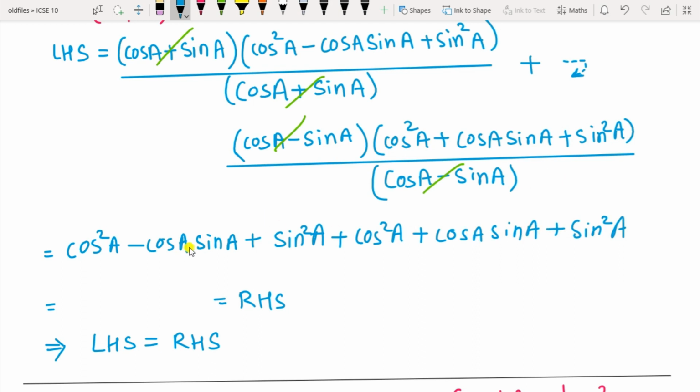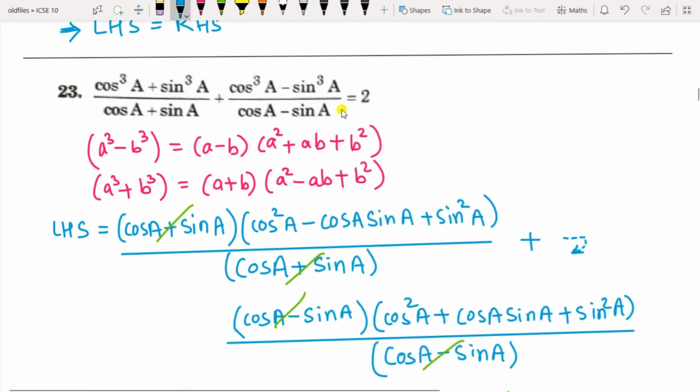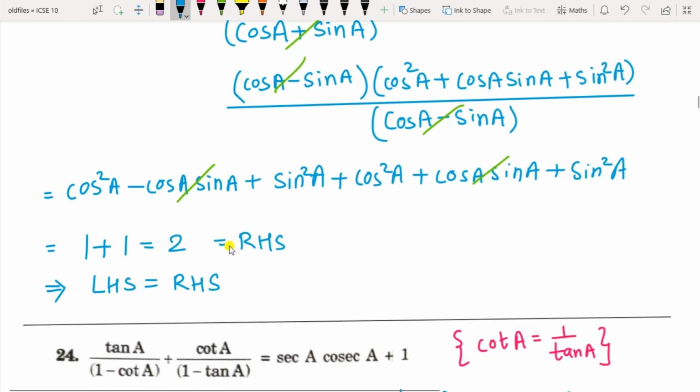Now you can see two terms with opposite signs. So cos A sin A will get cancelled, and you are getting here cos square A plus sin square A, cos square A plus sin square A, that will be 1 plus 1 equal to 2, and that is equal to RHS. So we needed to prove the LHS will be equal to 2. Hence proved.